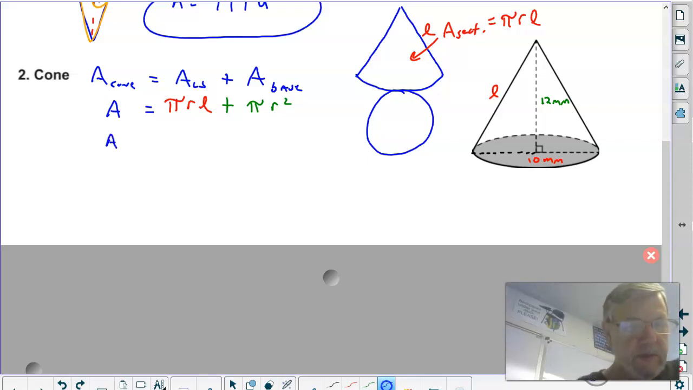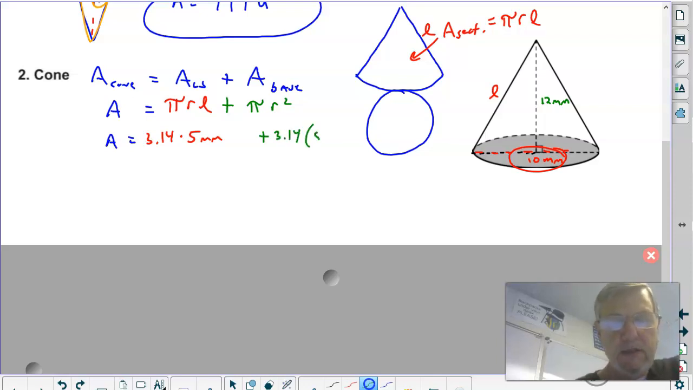So, some substitution. Pi is 3.14, or you can use your pi button. Now be careful. Notice the 10 millimeters is in the center of this dotted line going all the way across. That tells me the diameter is 10 millimeters, and so the radius would be 5 millimeters. Now I also need L. And notice I don't know L. I'll come back to that. Let's complete what we got. Here's another pi, another 3.14, and again, our radius, 5 millimeters squared.